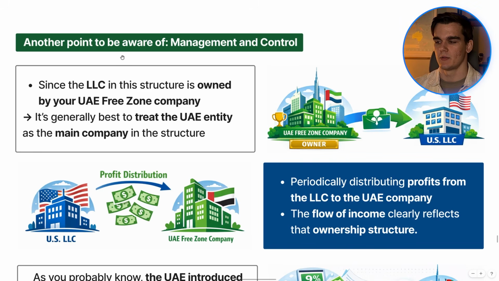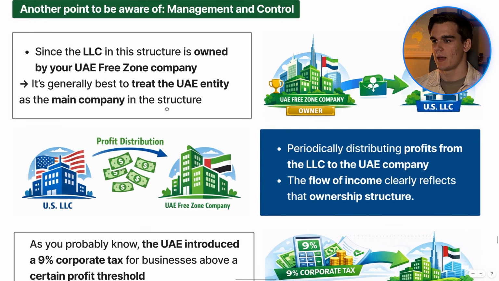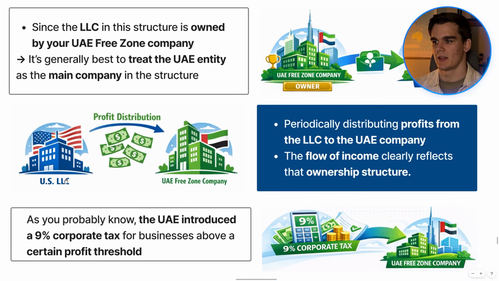Another point to be aware of is management and control. Since the LLC in this structure is owned by your UAE Free Zone company, it's generally best to treat the UAE entity as the main company in the structure. In practice, that often means periodically distributing profits from the LLC to the UAE company, so the flow of income clearly reflects the ownership structure.